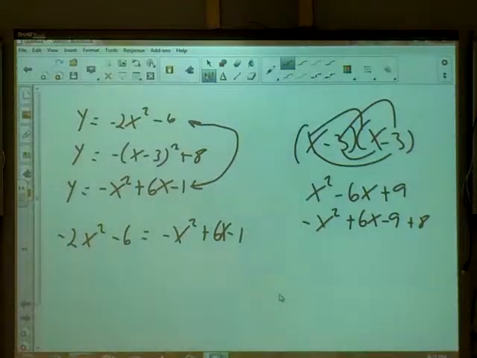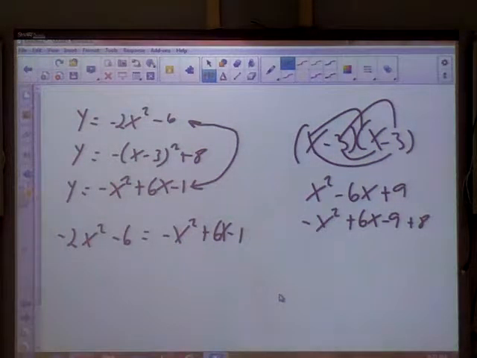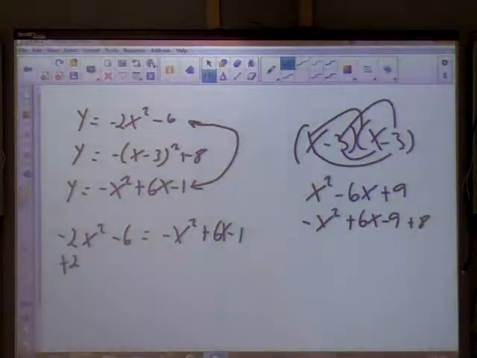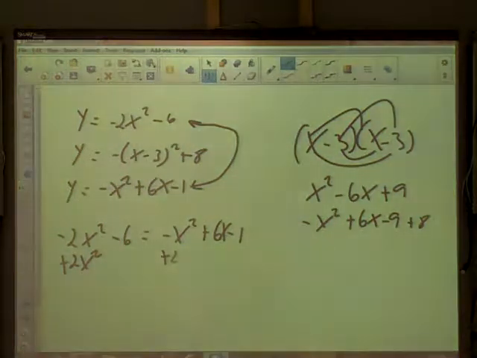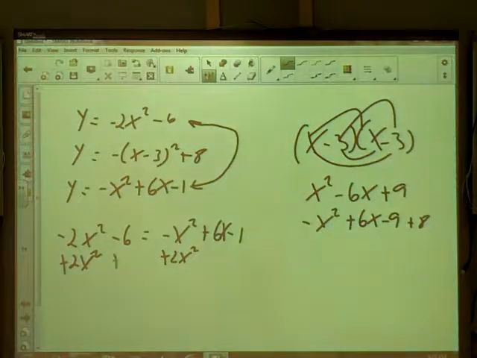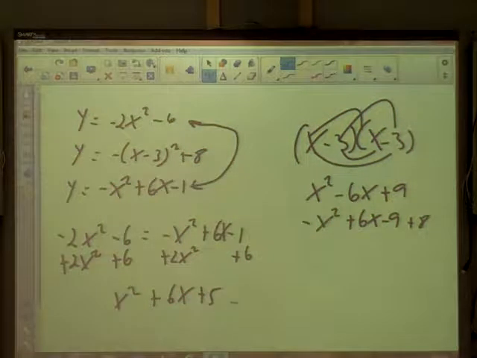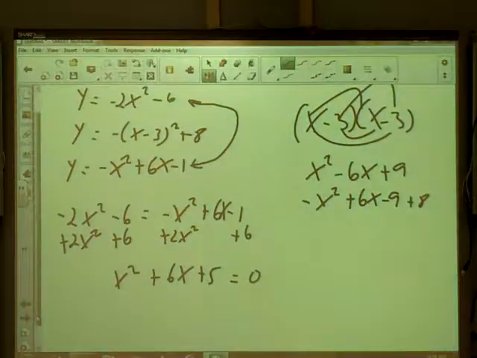What we're looking to do here is to get it to a quadratic, so we need it to be in standard form, so I need to start moving stuff one way or another. Since this one had less stuff on it, I chose to move it, so I'm going to add 2x squared to itself and to its buddy, and I'm going to add 6 because it's being subtracted to itself and its buddy. So that gets me x squared plus 6x plus 5 is equal to 0.